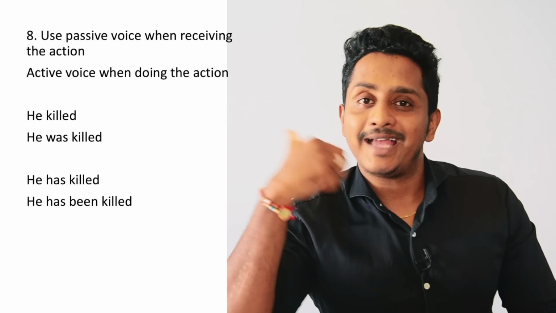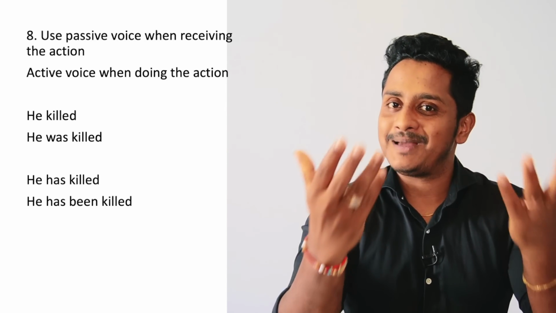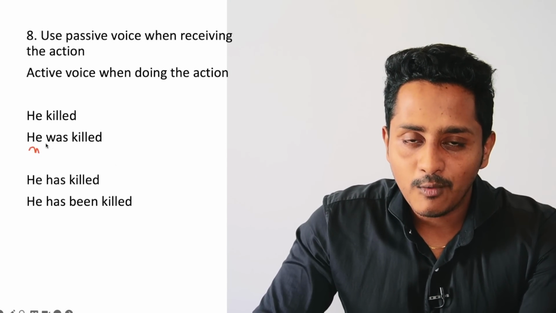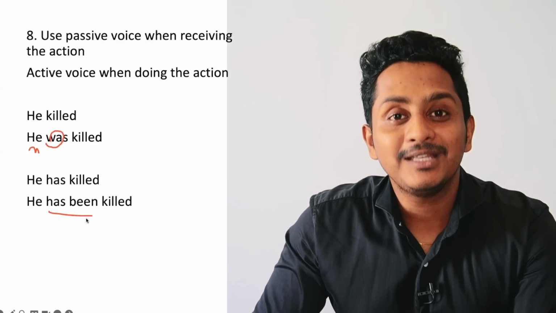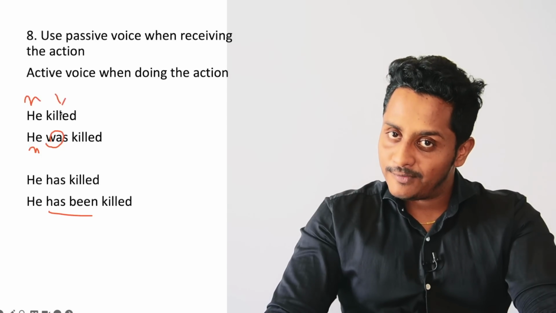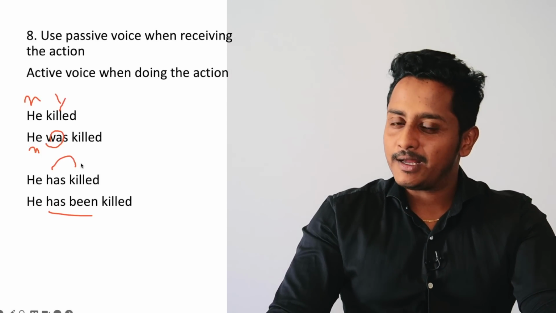He is doing the action, that is active voice. This guy is receiving the action, it is passive voice. In the passive voice, after the noun, was, is, has been, had been will come. In the active voice, after a noun, a verb will come, or has plus a verb will come.